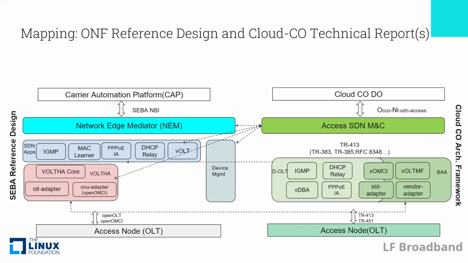VOLTHA project in its architecture also has these control plane applications, right? The same type of control applications are also in the BBF architecture. So one of the differences between the two architectures is this Access SDN M&C. Functionalities of this Access SDN M&C are actually scattered through different applications in VOLTHA architecture, but they both provide a kind of northbound APIs to the northbound systems.